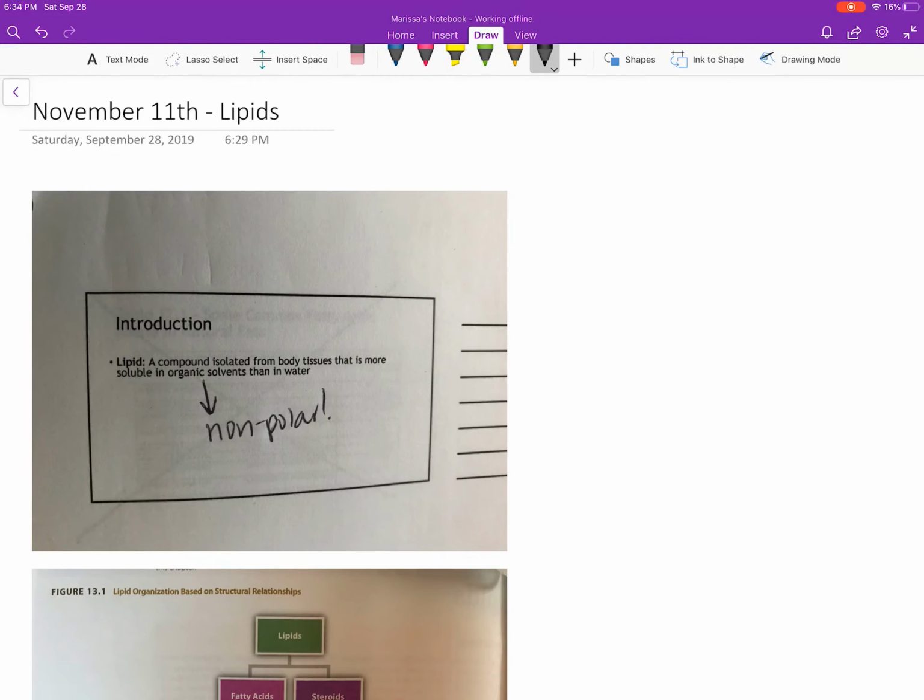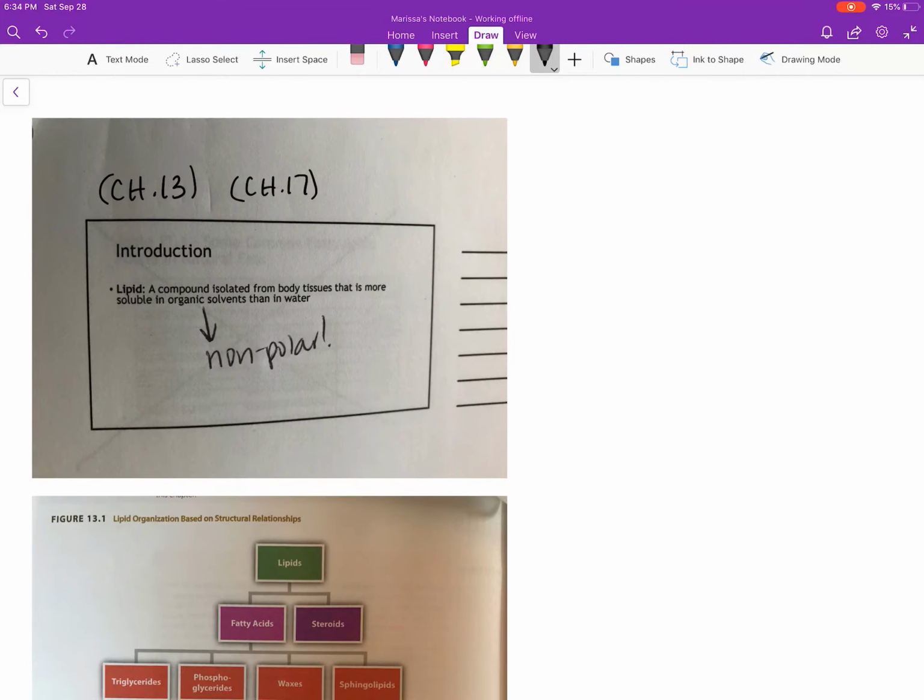Okay, so today we're going to start chapter 17. This is actually chapter 13 in the new book, chapter 17 in the old book. Okay, got the old numbers in my head. So all we're going to really talk about in this chapter is lipids.